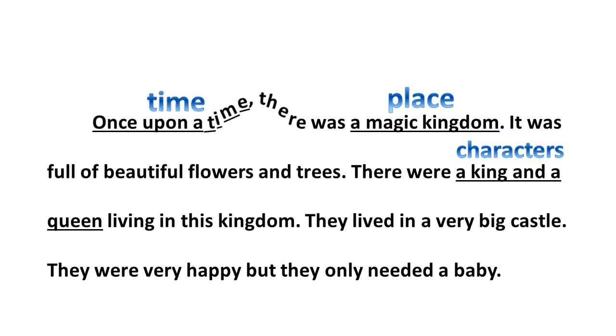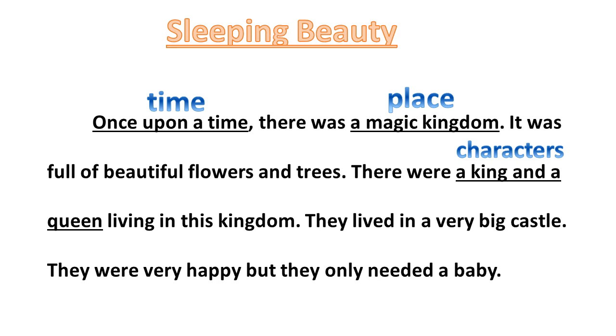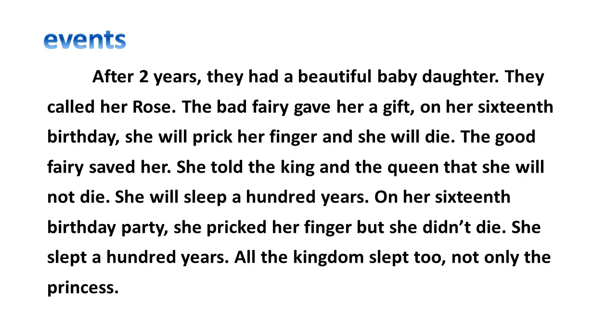Once upon a time, this is the timing of the story, there was a magic kingdom. This is the place of the story. It was full of beautiful flowers and trees. There were a king and a queen. Those are the characters of the story living in this kingdom. They lived in a very big castle. They were very happy, but they only needed a baby. This is the first part, or the bread part that we said earlier in the sandwich. And of course, don't forget the catchy title.